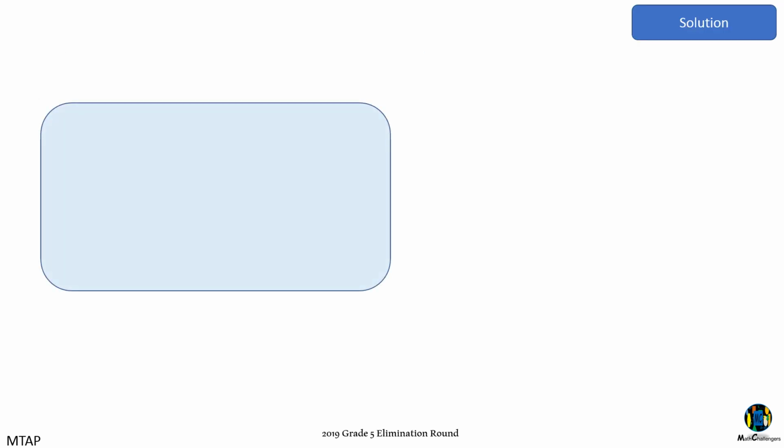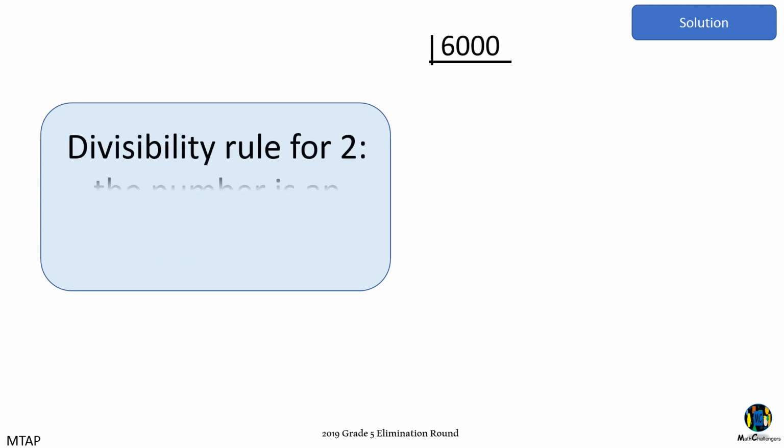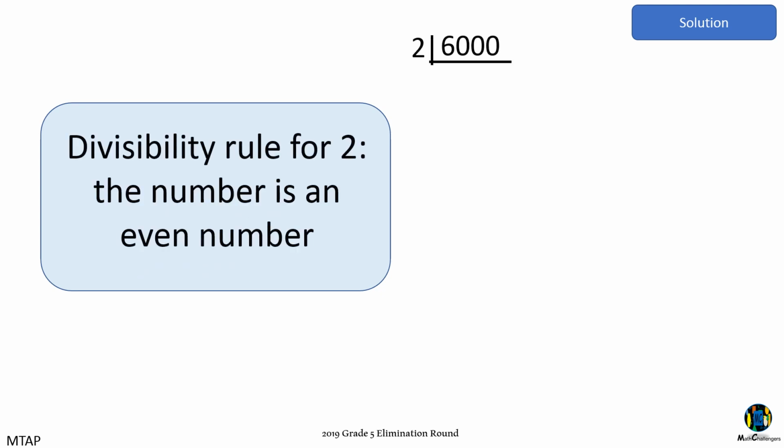To determine the set of prime factors of 6000, we can use the continuous division. Since 6000 is an even number, it is divisible by 2. Let's divide 6000 by 2 and the answer is 3000. 3000 is still an even number, continue dividing by 2. The answer is 1500, continue dividing by 2.